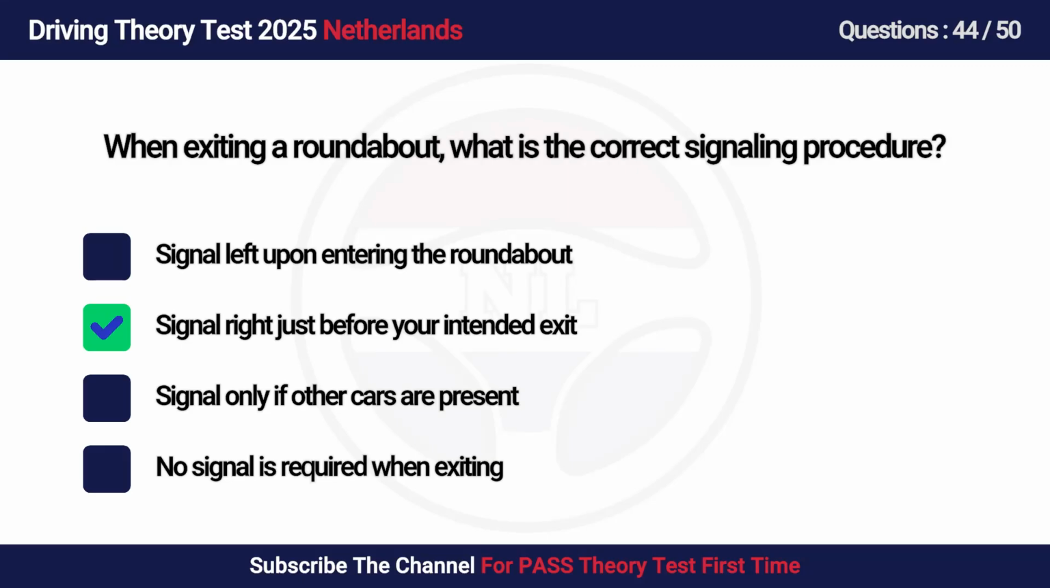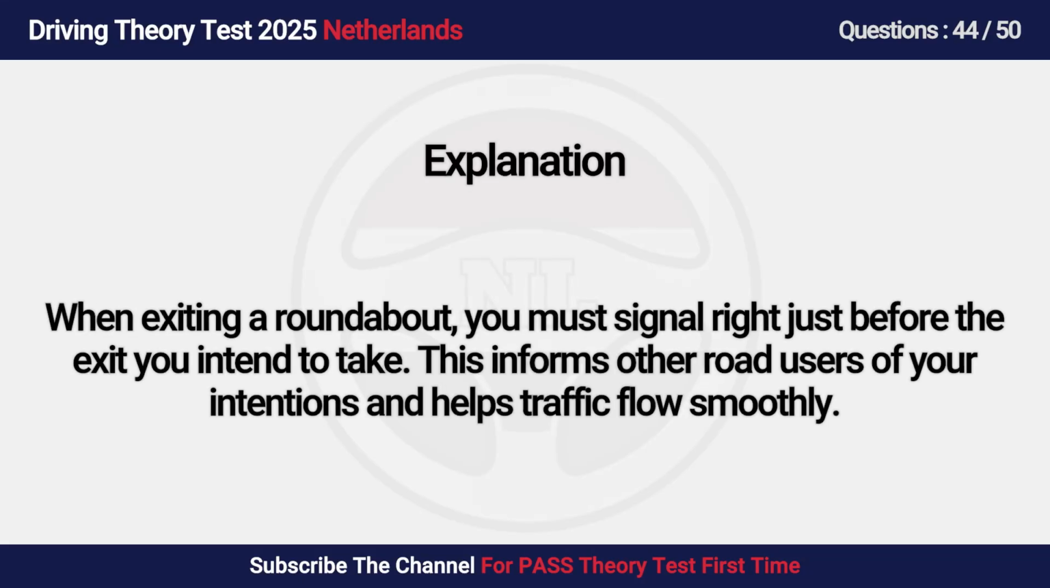Answer is B. Signal right just before your intended exit. When exiting a roundabout, you must signal right just before the exit you intend to take. This informs other road users of your intentions and helps traffic flow smoothly.